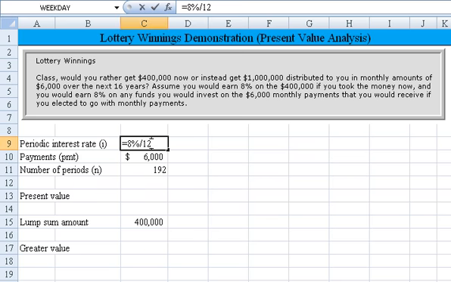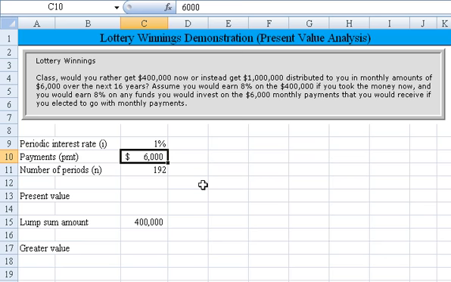I'm going to hit the F2 key, and what you see is it's 8% divided by 12 because we need to define this in terms of the periodic interest rate. In this case, it's a monthly problem. So take the 8% divided by 12 to come up with the periodic interest rate.